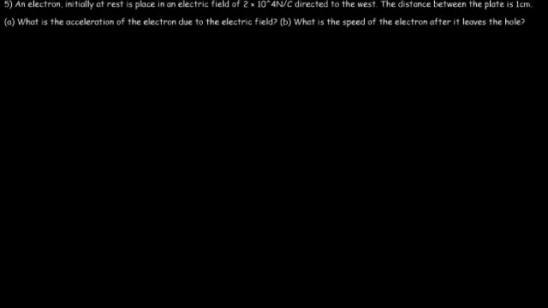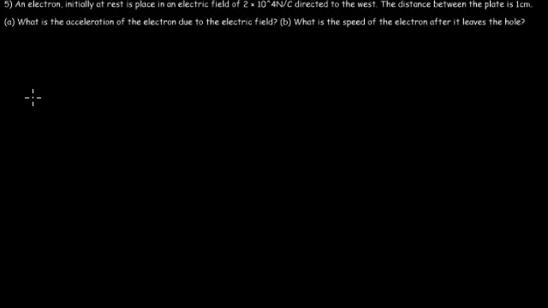Problem number 5. An electron initially at rest is placed in an electric field of 2 times 10 to the power of 4 Newton per coulomb, directed to the west. The distance between the plates is 1 centimeter. Part A: What is the acceleration of the electron due to the electric field? Part B: What is the speed of the electron after it leaves the hole?